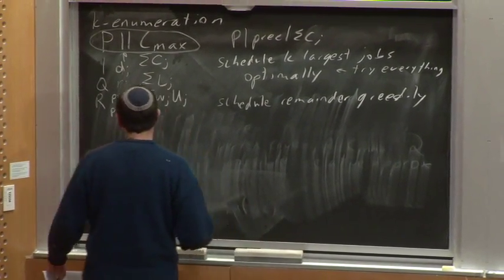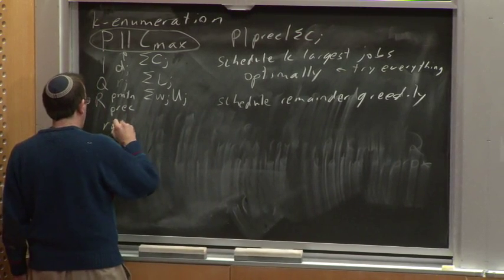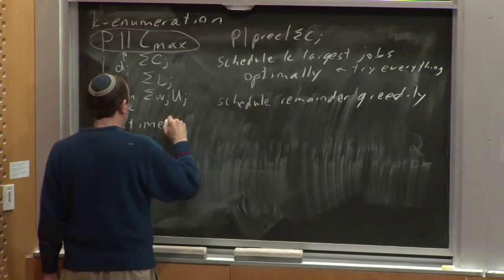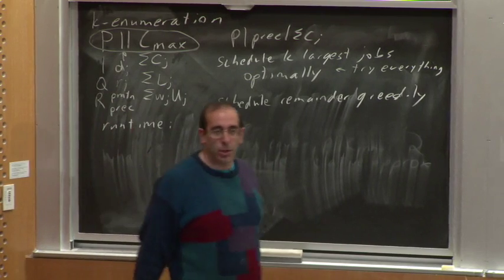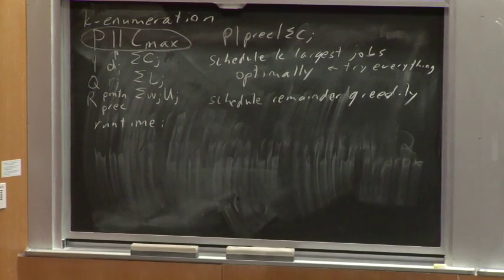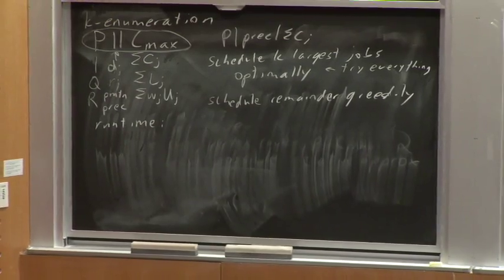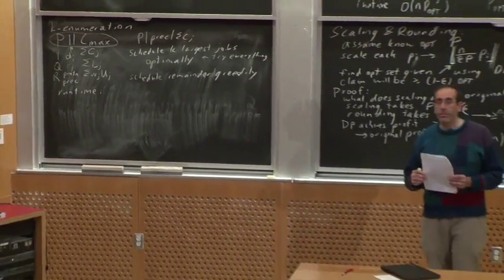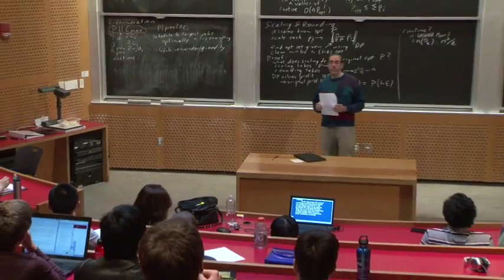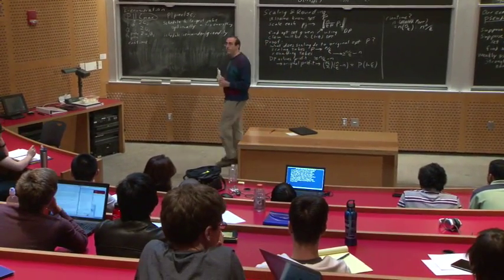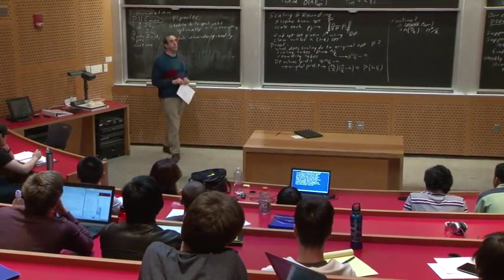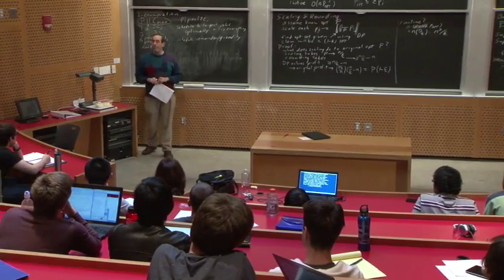So actually, let's talk about that first. What can we say about the running time of this procedure, where I try every possible schedule of the k biggest jobs before greedily scheduling everything else? How long is that going to take me? How many machines do we have? We have m machines.